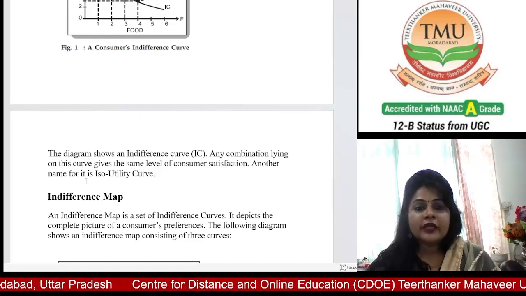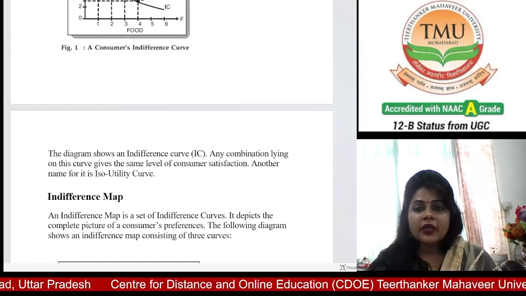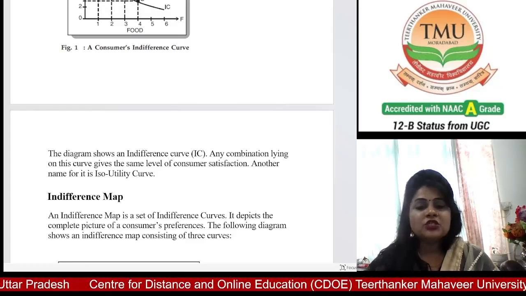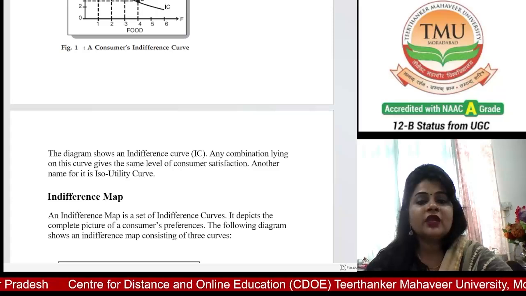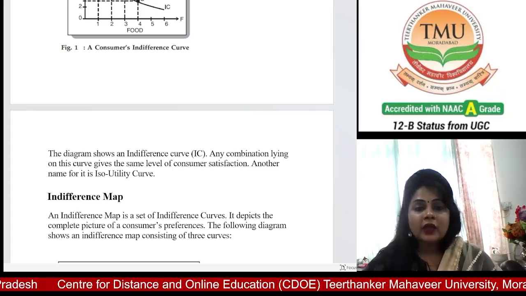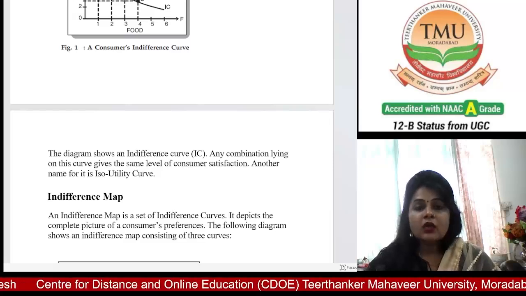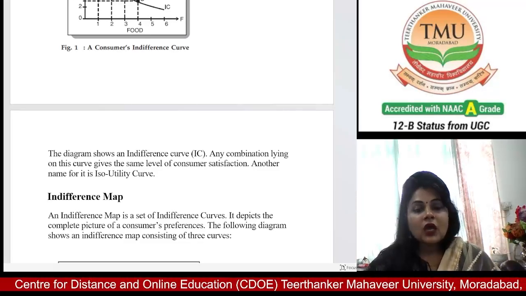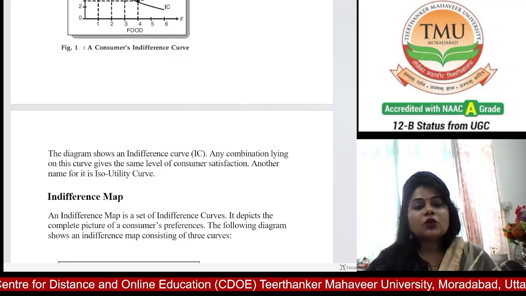Another name for it is the iso-utility curve. It means the indifference curve shows which goods give them more or less satisfaction. This satisfaction level is depicted through an indifference curve. All the combinations provide the consumer with an equal level of satisfaction. They prefer the goods equally.